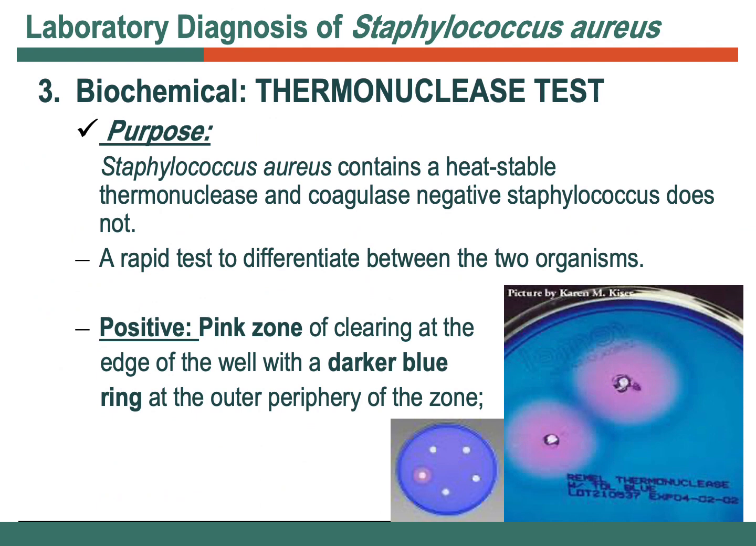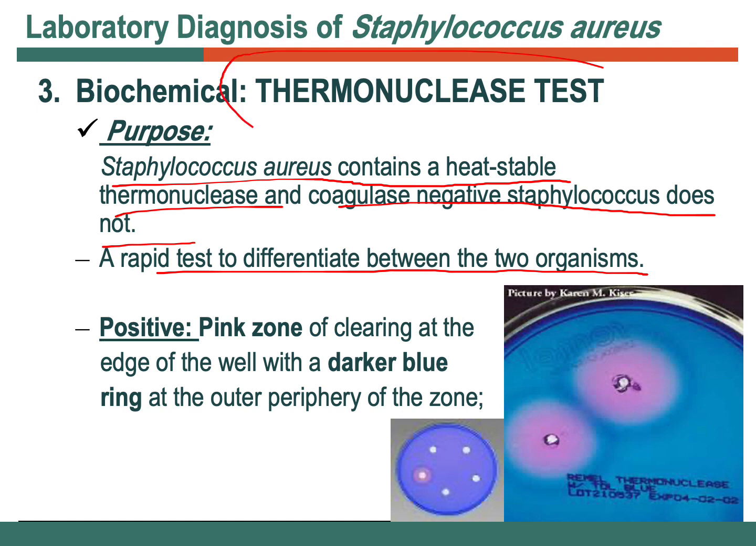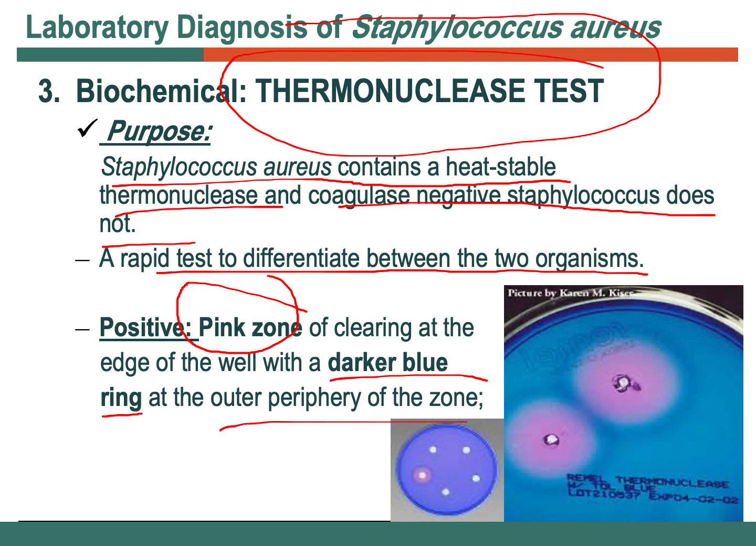Other tests, you also have your thermonuclease test. The purpose of this test is a rapid test to differentiate the two organisms. Your Staphylococcus aureus contains heat stable thermonuclease, and coagulase negative staph does not. So the thermonuclease test in general also tests Staphylococcus aureus from coagulase negative Staphylococcus. The positive result is a pink zone or clearing at the edge of the well with a darker blue ring at the outer periphery. So this is your positive result for the thermonuclease test.